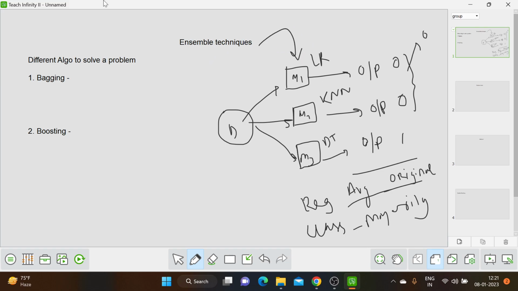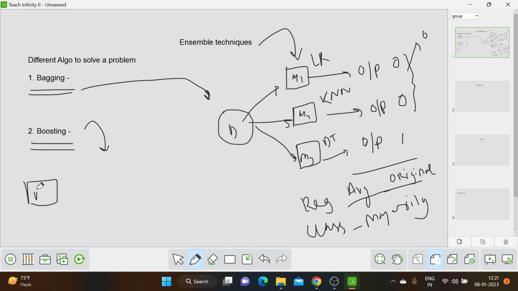In ensemble techniques, we have bagging and boosting. What is bagging? I have different ML models, I give my data sets, I get the output, and I take the majority for classification and the average for regression. This is bagging. And what is boosting?